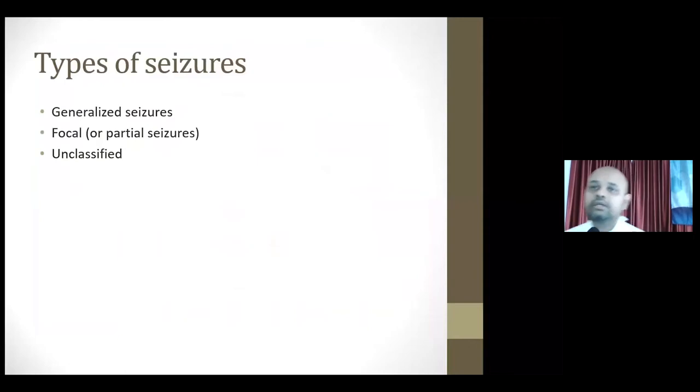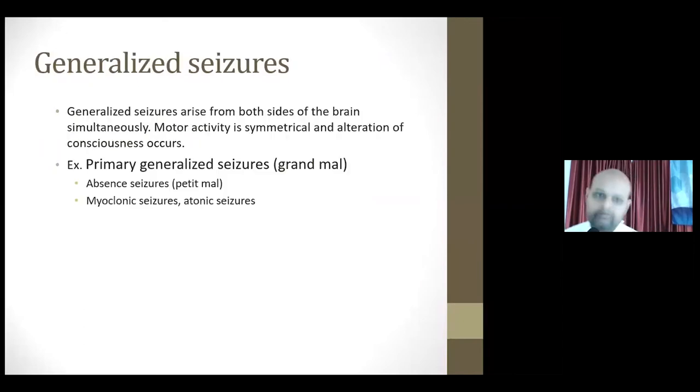So you know now the difference between a seizure and epilepsy. Epilepsy is the recurring disorder where there are seizures. So every time you encounter a patient with a seizure, you need to class them. Am I dealing with a generalized seizure? Am I dealing with a focal seizure or a focal onset seizure, previously called partial seizures? Or is this a seizure which I cannot classify, an unclassified seizure?